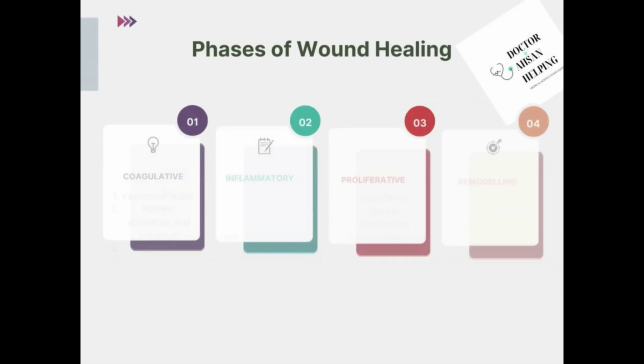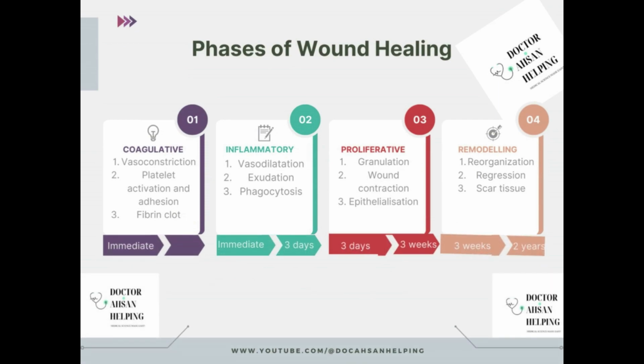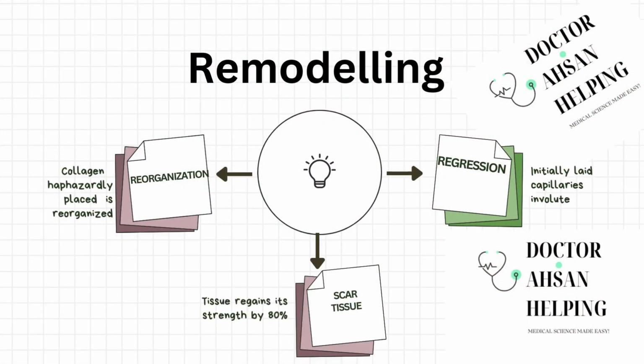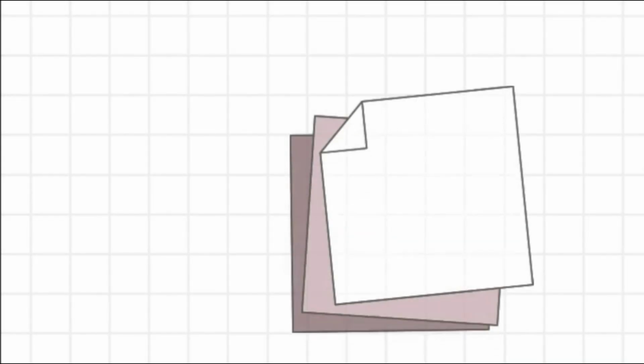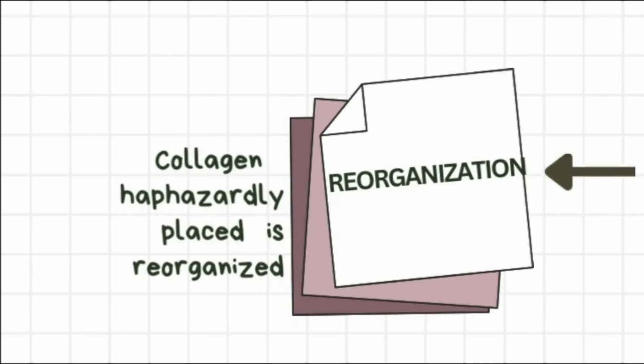The fourth phase of wound healing is remodeling or maturation, and it's the final phase. It extends from 3 weeks to 2 years. The three aspects of it are reorganization, regression and scar tissue formation. Reorganization, basically the haphazardly laid collagen, which was laid in third step of wound healing, the proliferative step. That laid collagen is now restructured and reorganized to give tensile strength to the scar tissue.